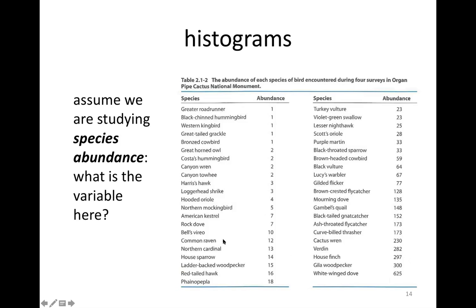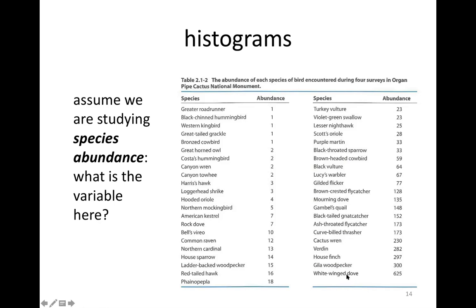So the variable here can be described as the species itself, and then we could describe this plot as a bar plot. We can instead also deal with this data by treating the variable as species abundance, not the species itself.